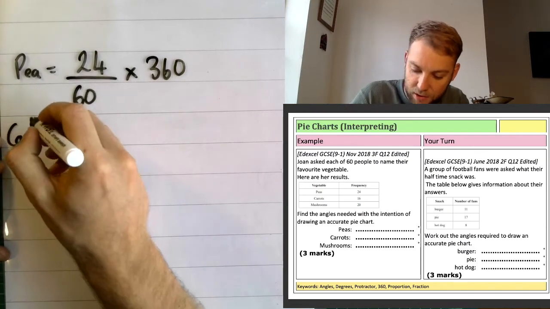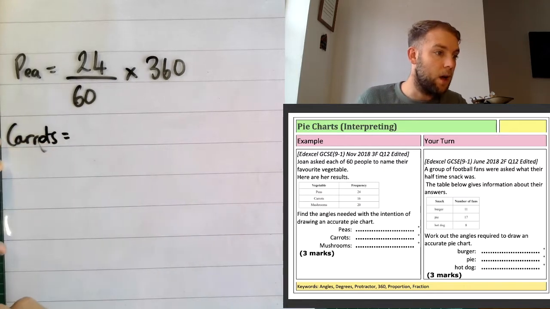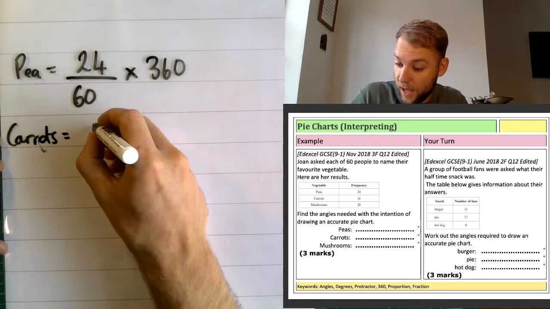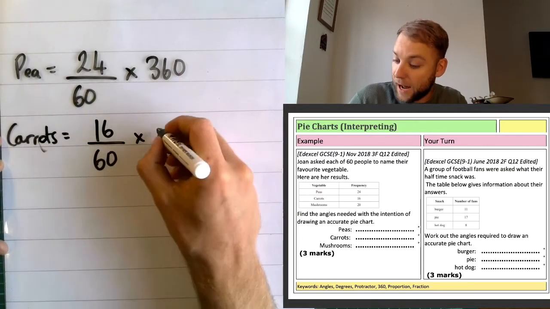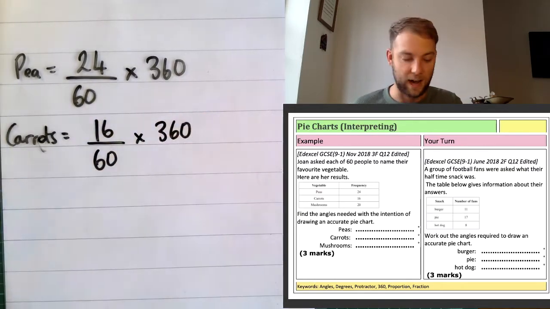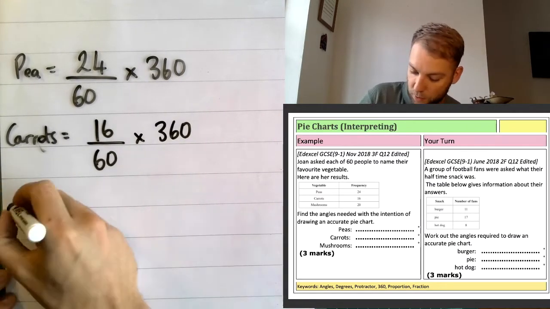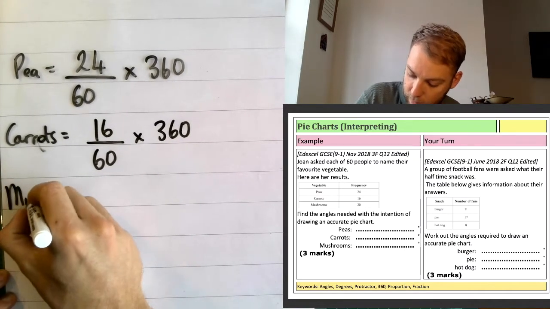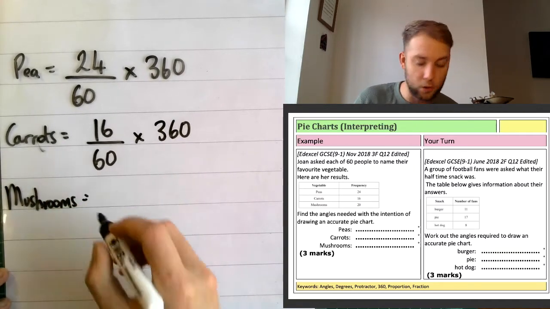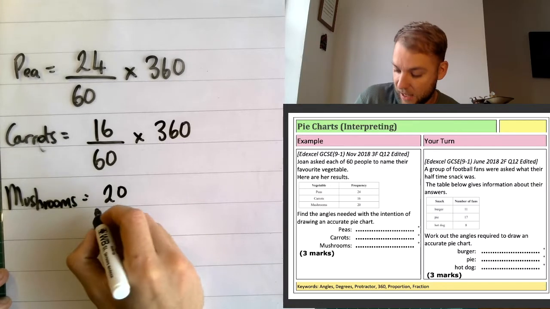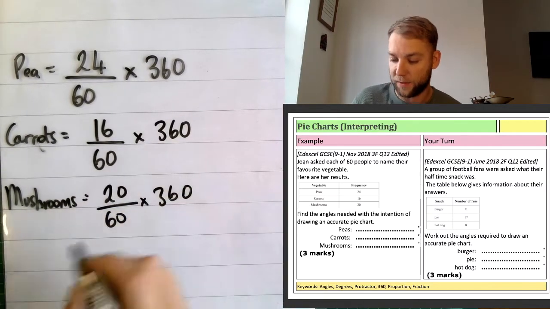So for the carrots, it's going to be the amount, which is 16, divided by the total, which is 60, times by, again, 360 if I want that angle. So this is the proportion times by 360. And the last one, the mushrooms, is equal to your frequency, which is 20, divided by your total, which is 60. And if you want the angle, I times by 360.